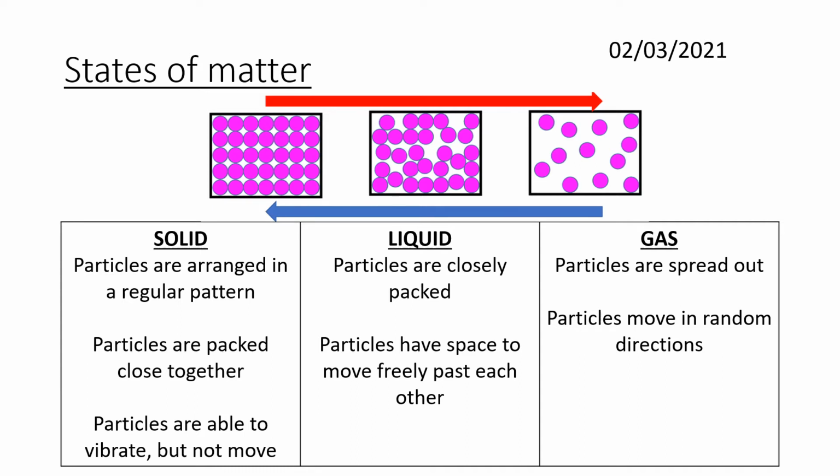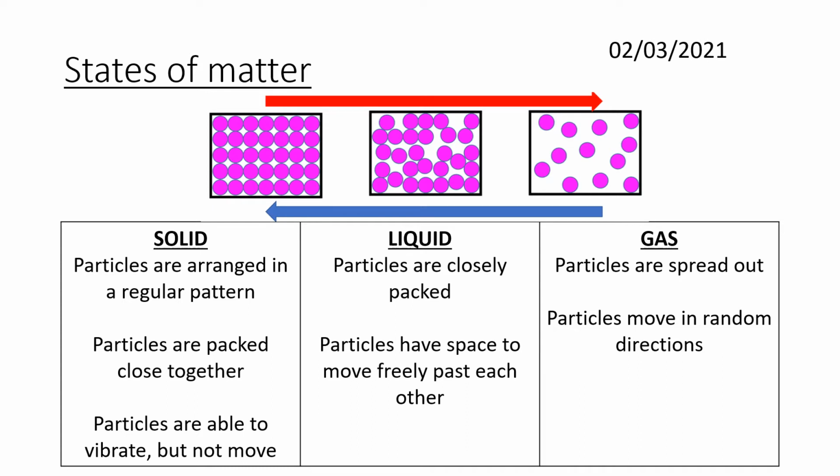In liquids, the particles are more spread out, but they're still quite closely packed. They can move past each other, so there should be some spaces in between, but the majority, well over half of the particles, should be touching other particles. And in gases, of course, particles will spread out completely separate from each other, moving in random directions, and there should be gaps between them.